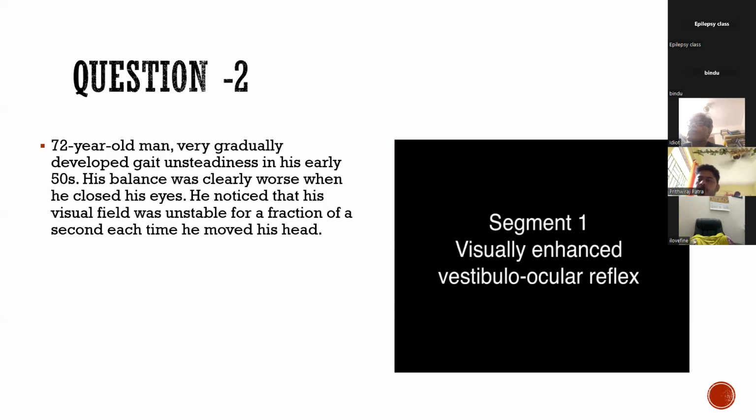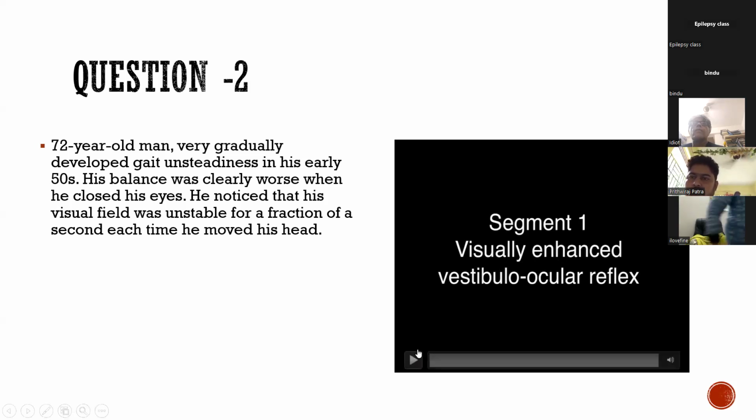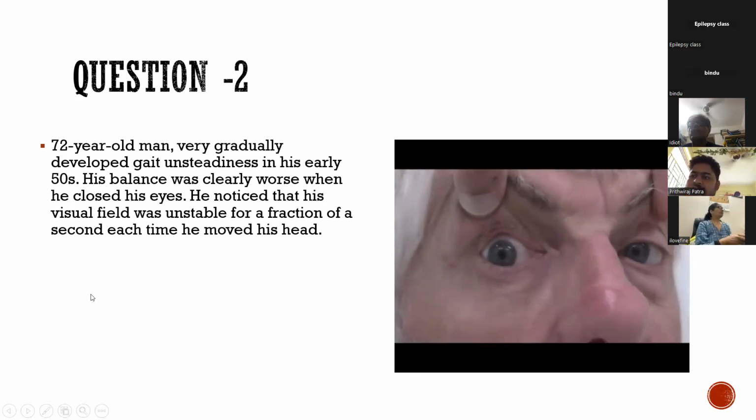The next question, a 72-year-old man very gradually developed gait unsteadiness in his early 50s. His imbalance was clearly worsened when he closed his eyes, and he noticed that his visual field was unstable for a fraction of a second each time he moved it. So this is the video segment.